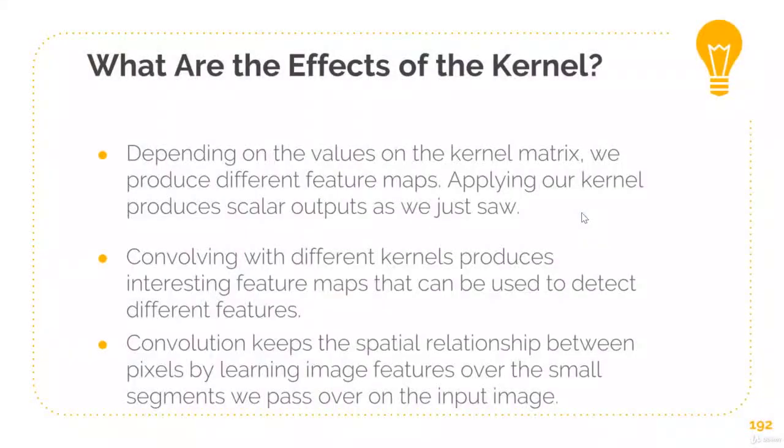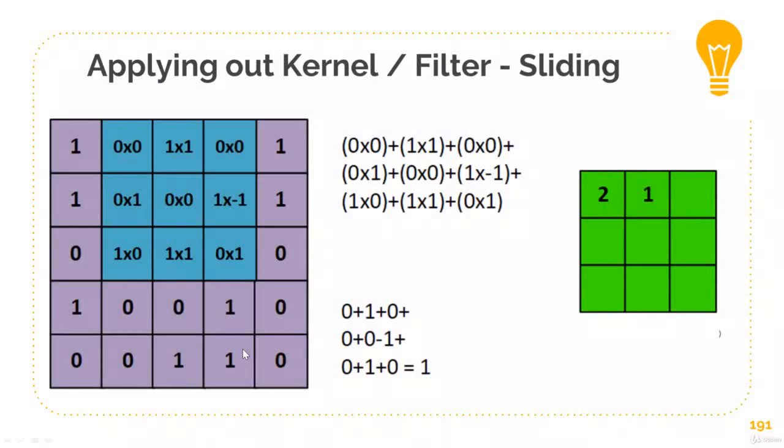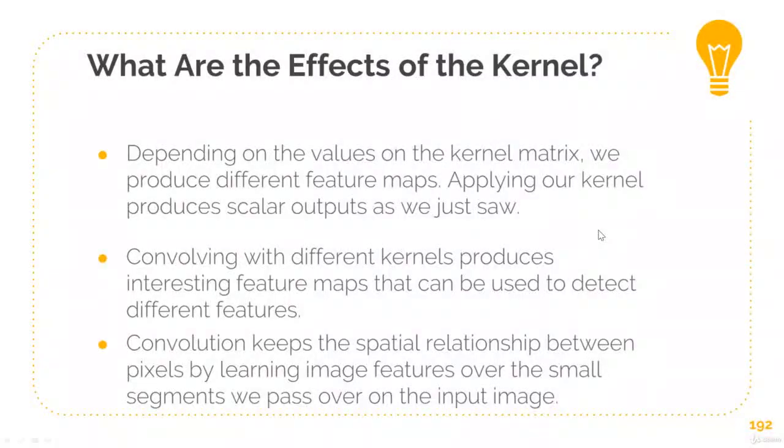So let's keep going. It's important to know the convolution keeps a spatial relationship between pixels by learning image features over the small segments that we pass over. This means that the convolution, even though it's reduced in size here, still retains some of the spatial information in this larger image. Just now, it's in a more compressed form.